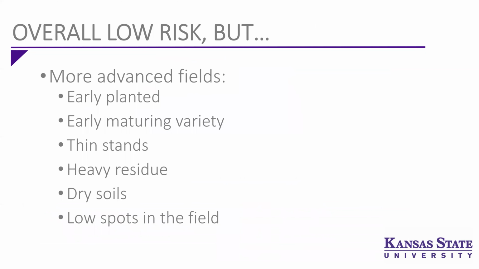They could have been those fields that were planted earlier, or a variety that is just earlier in getting out of winter dormancy, perhaps on some thinner stands or heavy residue, drier soils, or those low spots in the field, right? So we could see some freeze damage on those more advanced fields.